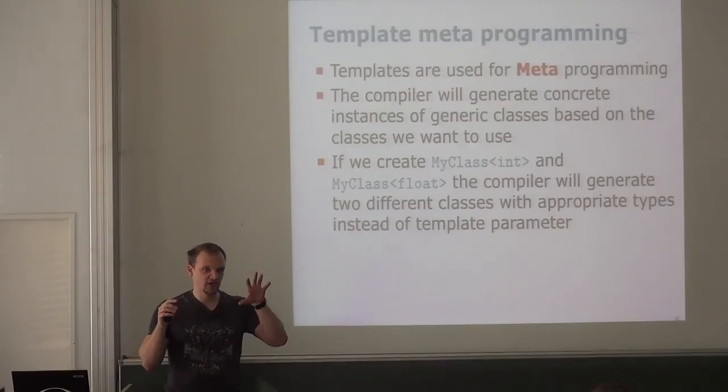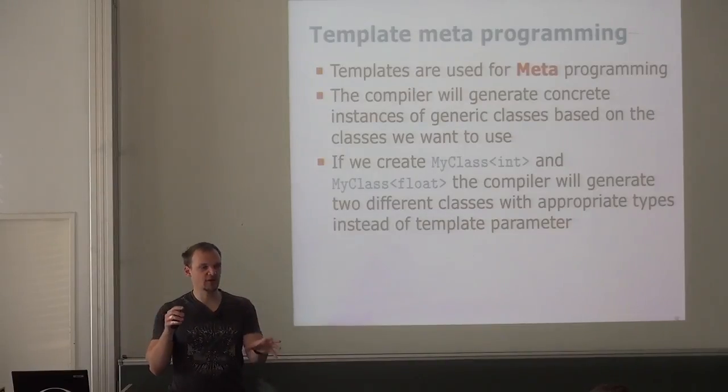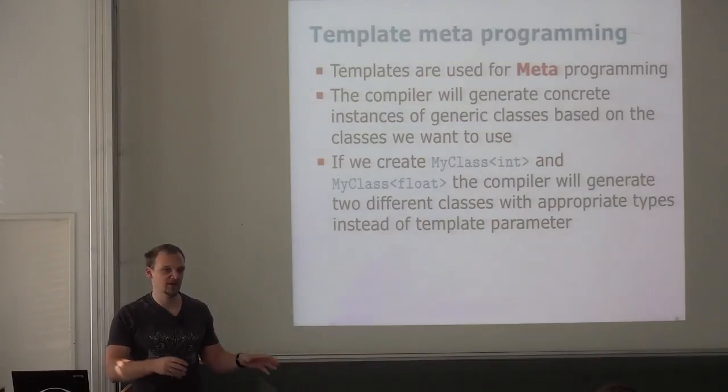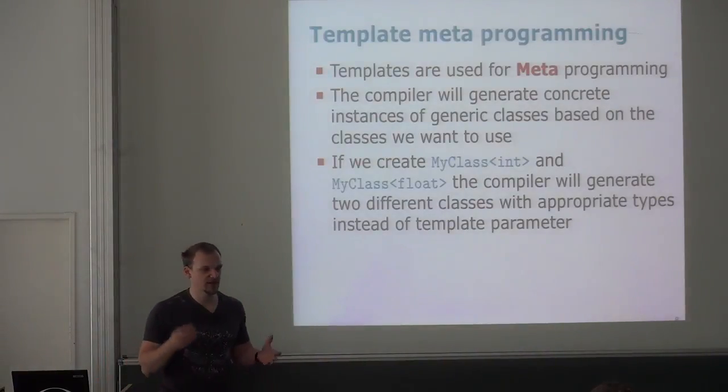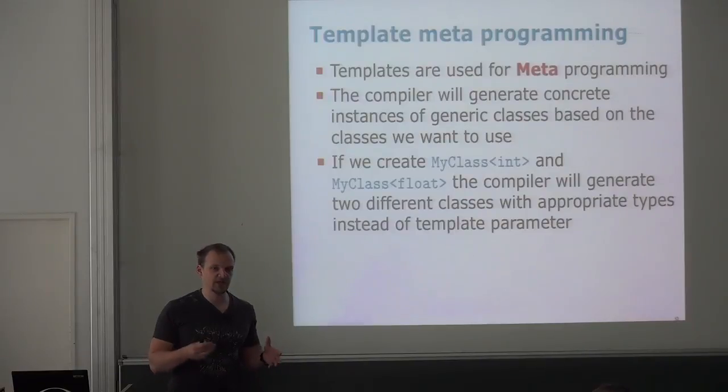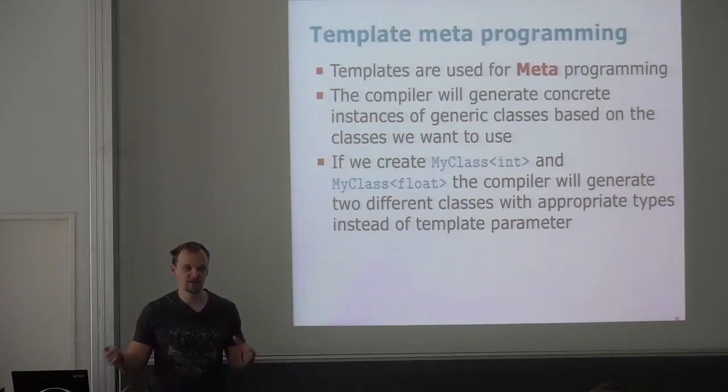And now you have all the code for your class for integer, all the code for your class for double. You can think about them as being in some header files somewhere. And that is the idea of it. So whenever you create a templated class, you basically create a family of classes that do exactly the same thing.